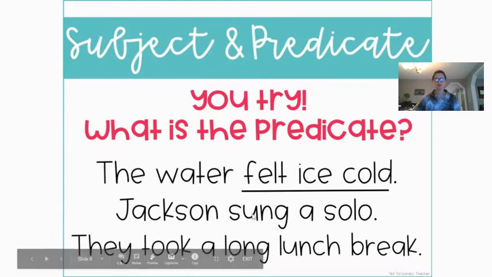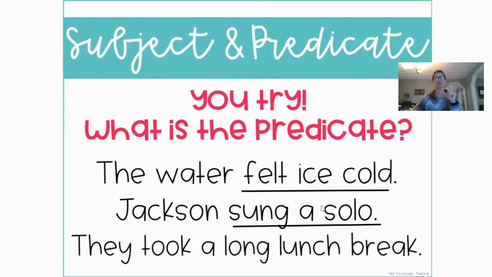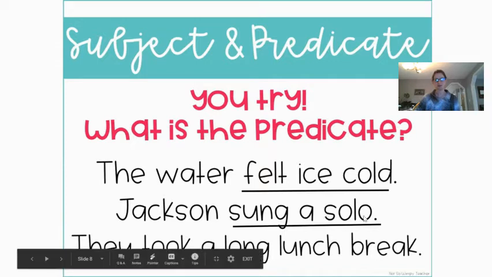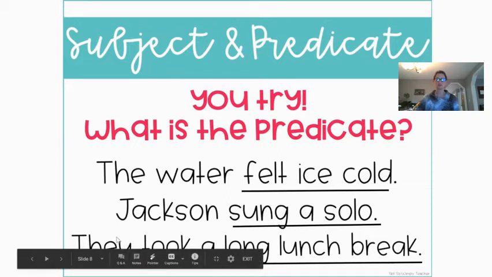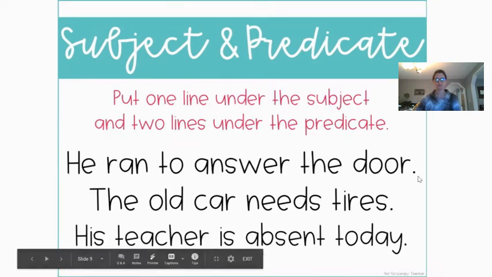Okay, Jackson sang a solo. What is the predicate? Not the subject, but what did they do? Well, Jackson sang a solo. So sang a solo is the predicate. They took a long lunch break. So taking a long lunch break is what they did. So that is the predicate because they is the subject. So you can see the water is the subject, felt ice cold is the predicate, Jackson is the subject, sang a solo is the predicate, they is the subject, took a long lunch break is the predicate.